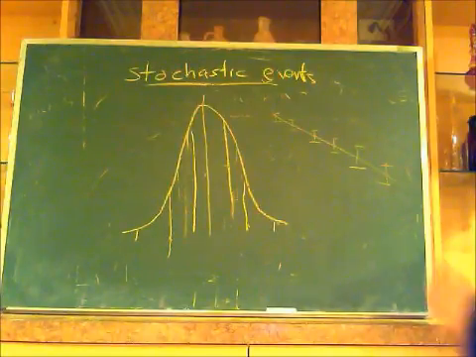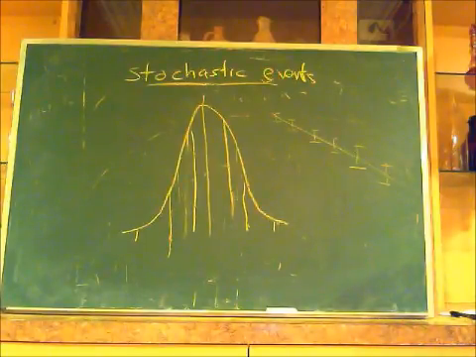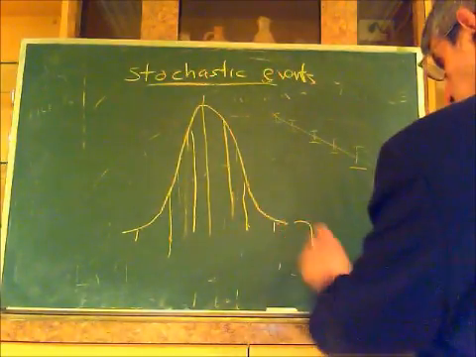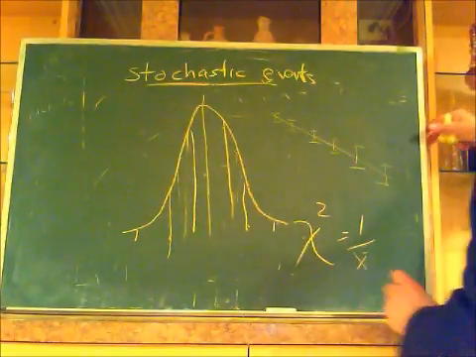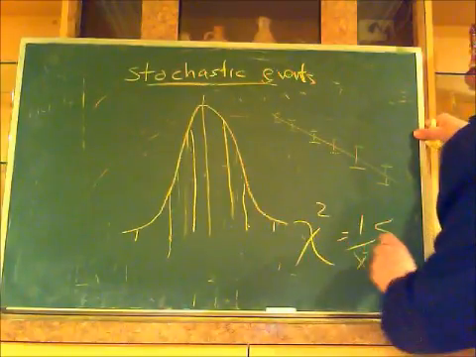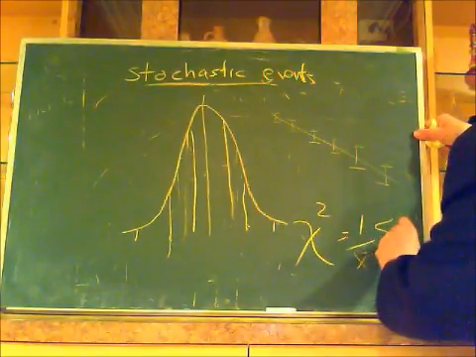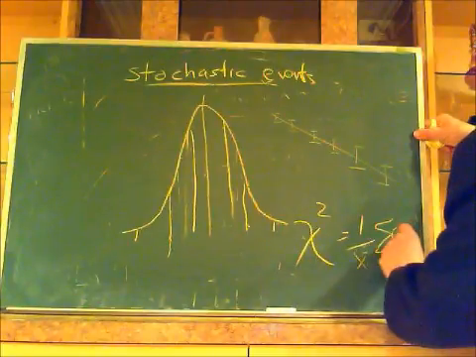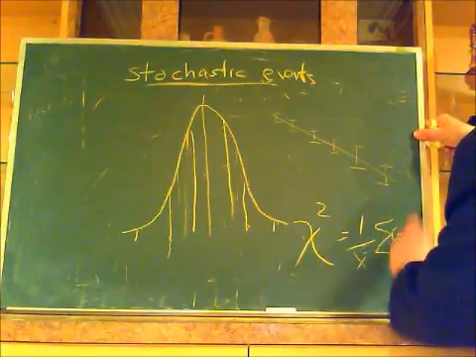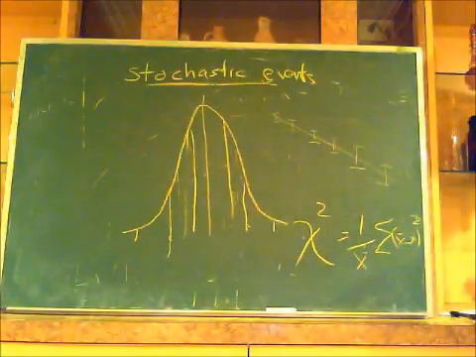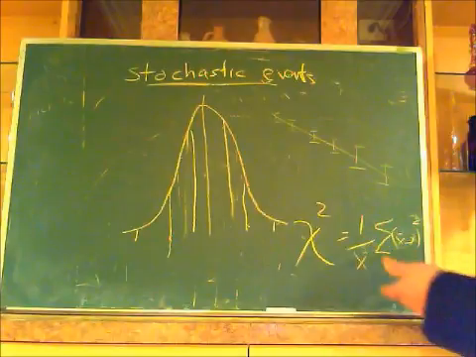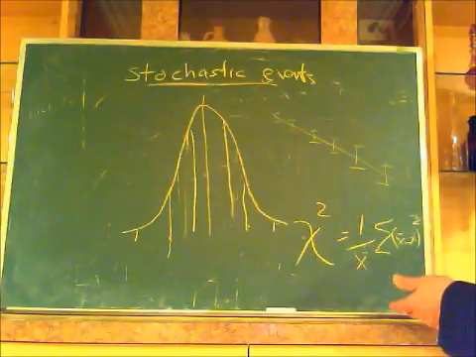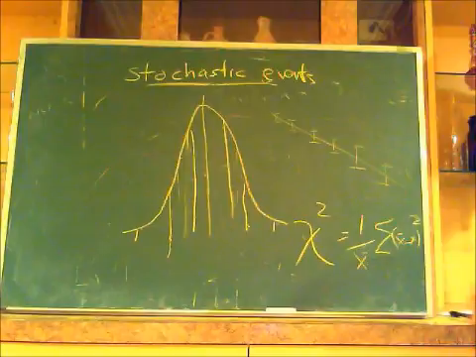You can calculate something called the chi-squared value. Chi-squared equals 1 over the mean, x bar, times the sum of the squares of the mean, x bar, minus the individual value. When you add all these up, for this particular set of data, the chi-squared value is 14.9.